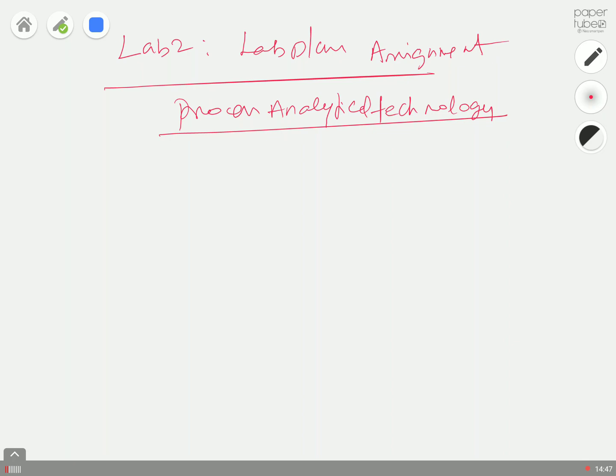So I'm going to list the PAT tools which I'm going to use: FTIR, Raman, UV, and then PVM, FBRM.